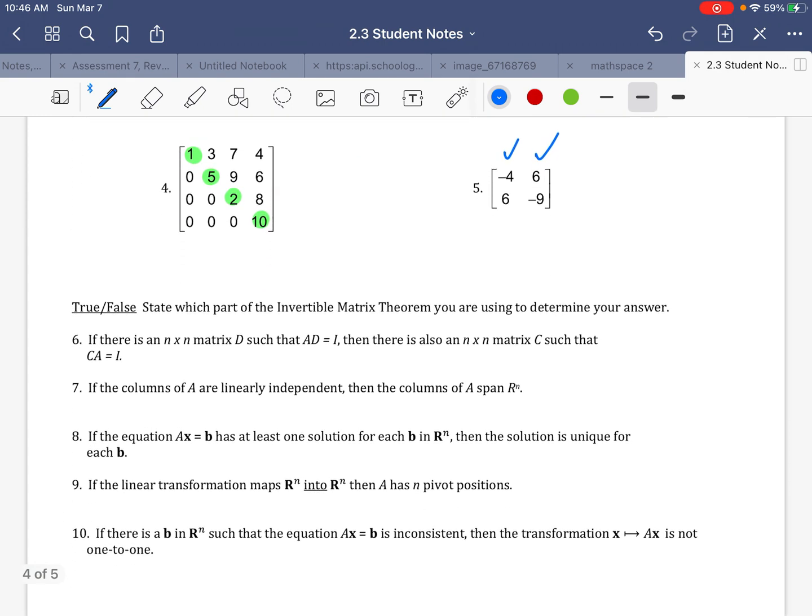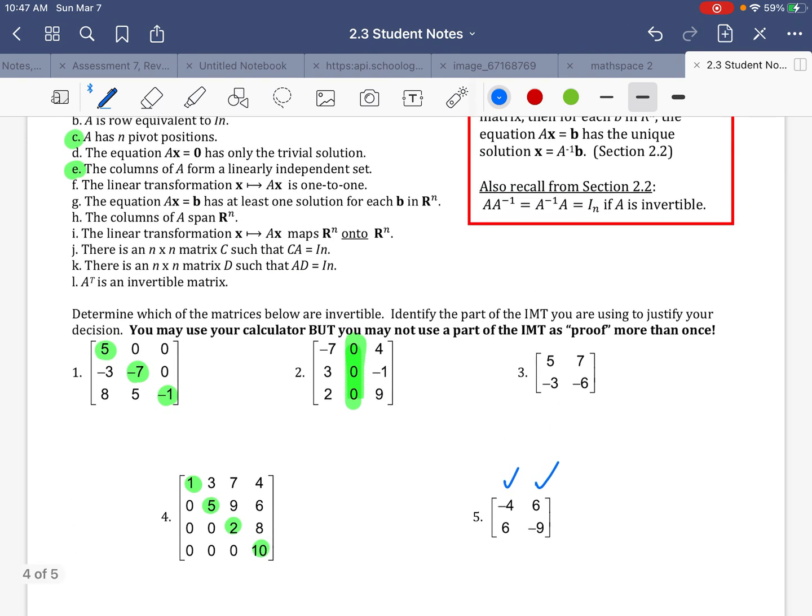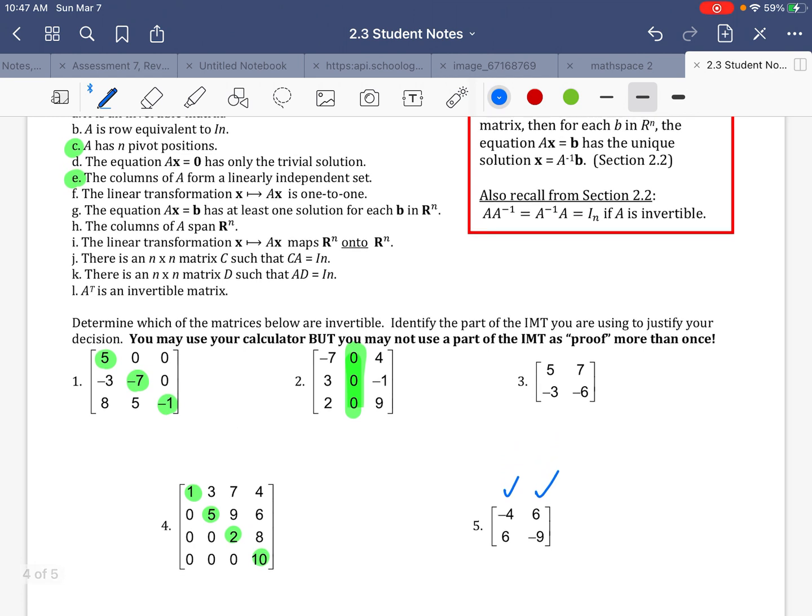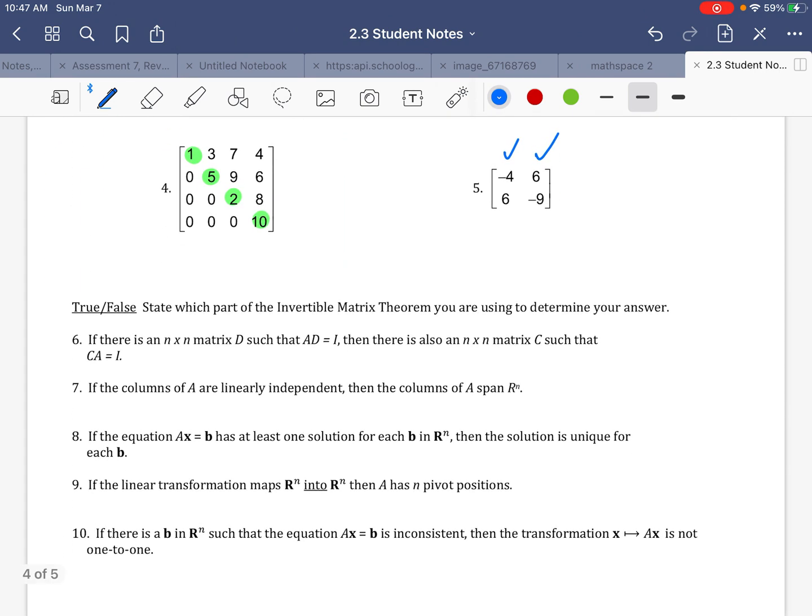Then what you're going to do on the next parts down here is say true or false, and which part makes it true or false. Like number 6, there is a matrix such that AD equals I, and there's also a matrix C such that CA equals I. Those are the unused parts right here, but those go with parts J, and once part J is true, then part K is true. Number 7, if the columns of A are linearly independent, oh, there it is. Once something's linearly independent, then everything's true on the list.